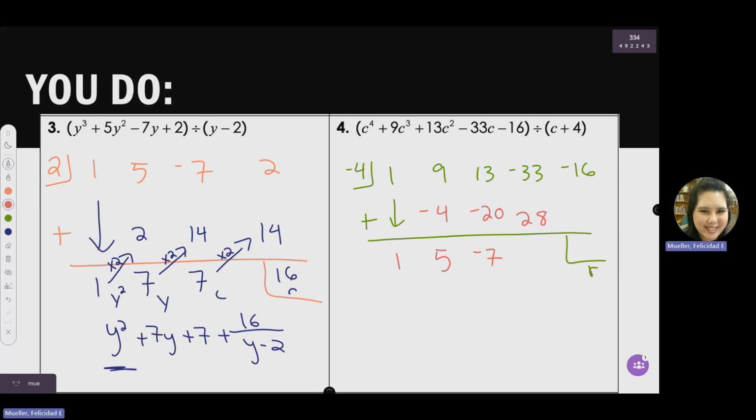-33, so that's a -5 plus 20, which gets me 4. So my answer here is going to be, and I always label them before I start, constant. So in this case, number, constant, or c squared, c cubed. So 1c cubed plus 5c squared minus 7c minus 5 plus 4 over c plus 4 is my answer.